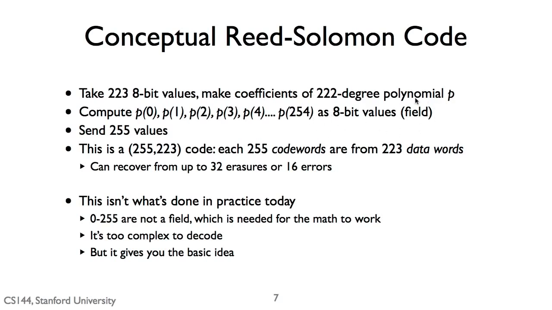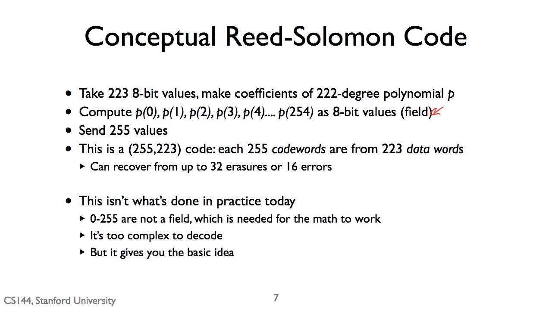There's this idea of using a field rather than arbitrary numbers. There's that mathematical concept. So we can then represent them as 8-bit values. We then send these 255 points along the polynomial. And so this is a 255-223 code. Each of these 255 code words come from 223 data words, 32 erasures, 16 errors. So we send these 255 values.